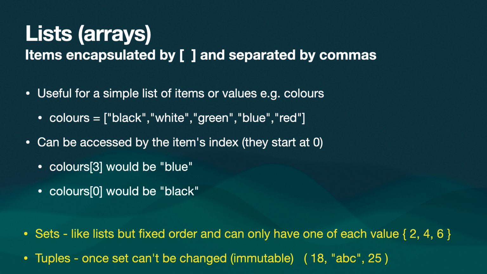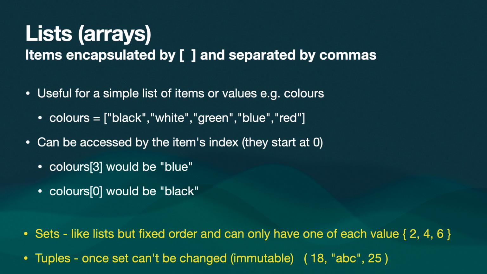So if I wanted to access one of those colours, for example, I can use colours, and in the square brackets next to it I can put the number 3. I would start at 0, so 0, 1, 2, 3: black 0, white 1, green 2, blue would be 3. So colours, and then the number 3 in the square brackets would return the colour blue. Likewise, if I did colours 0, that would be black, because that would be the first one on that list, the 0 index. So the key thing with lists is that they're just simple items, one thing in each box.